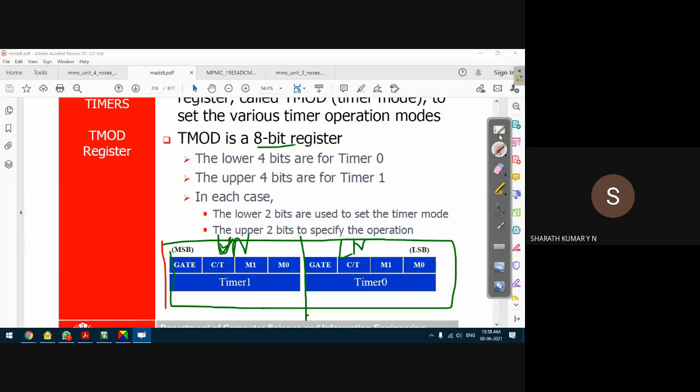We know the bit size names. One bit is a single bit; either it can take 0 or 1. 4 bits is called a nibble.